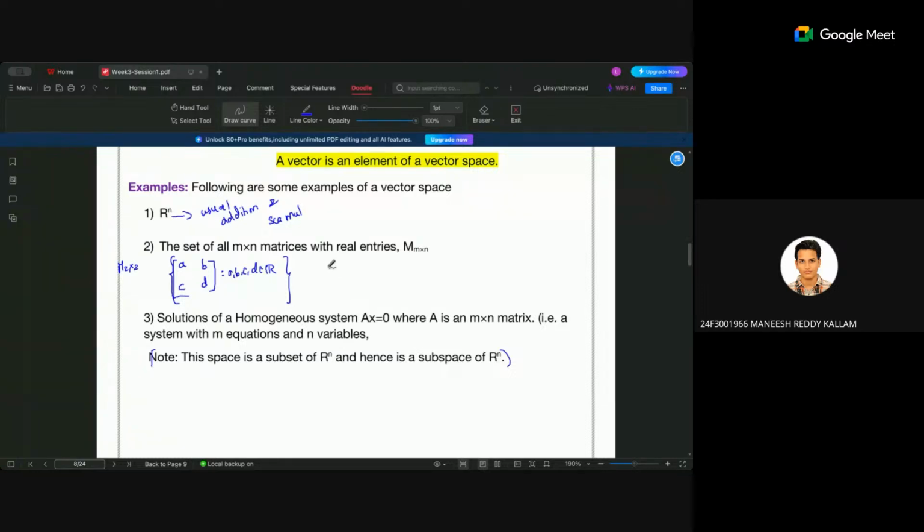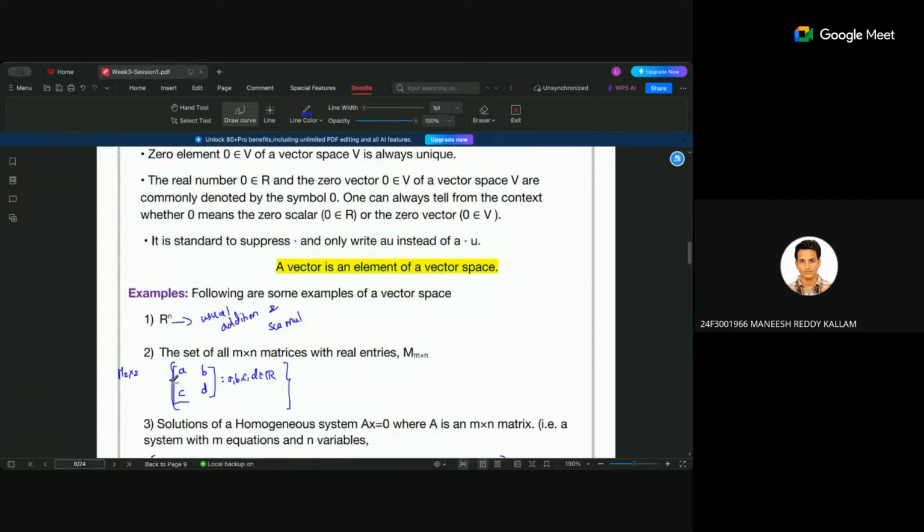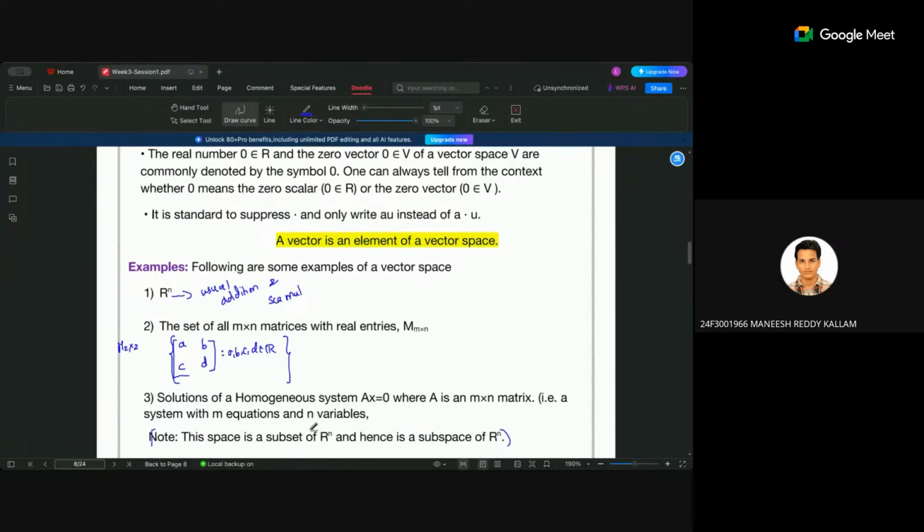It's talking about the order of the matrix, right? You're considering it as the vector space. So here, all these matrices together will form a vector space, and you can check each of these properties separately for this set here.